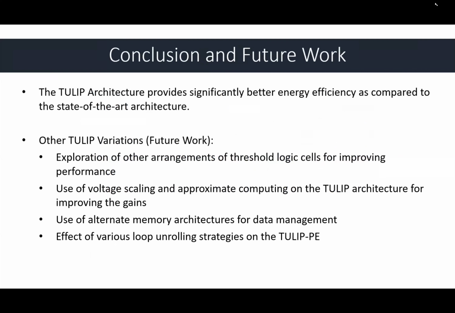Through this presentation, we showed that the Tulip architecture delivers better energy efficiency than the state-of-the-art architecture. This work can be further extended in multiple directions. First, we need to explore additional arrangements for the Tulip P that can help improve performance. Then we need to see how the improvements can be boosted using voltage scaling and approximate computing. We should also explore alternate memory architectures that are used for data distribution of image and the kernels. Finally, we should explore various loop unrolling strategies that are used to improve the performance. Thank you.